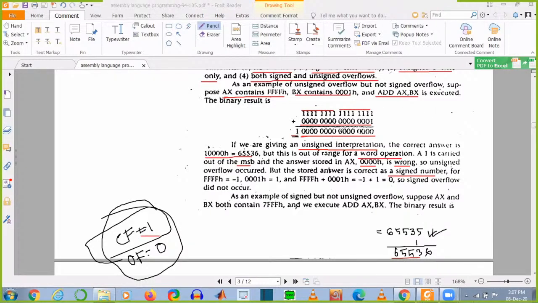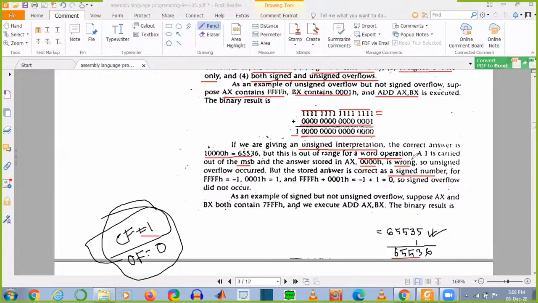Okay, so why is the stored result 0 correct for a signed number? Because you know that in signed numbers, what is the signed value of this 16 ones? Can you say what the signed value of this 16 ones is? Anyone? What will be the signed value for 16 ones? In decimal, sir. Yes, in decimal. What will be the minus sign? Yes, say, 32768.